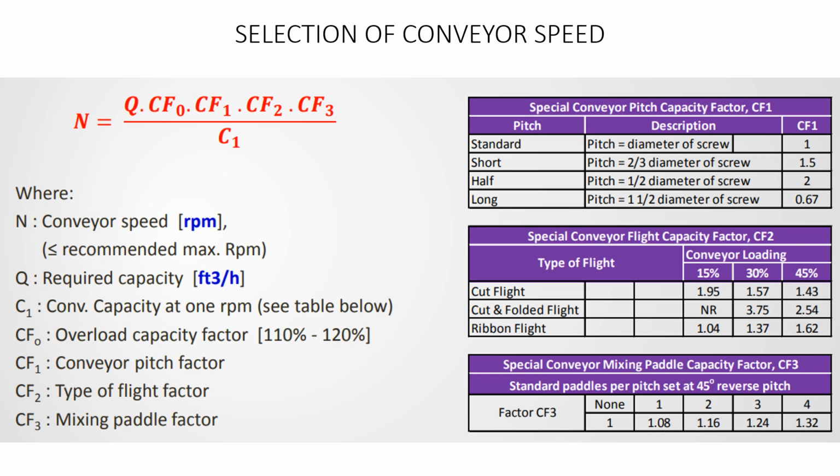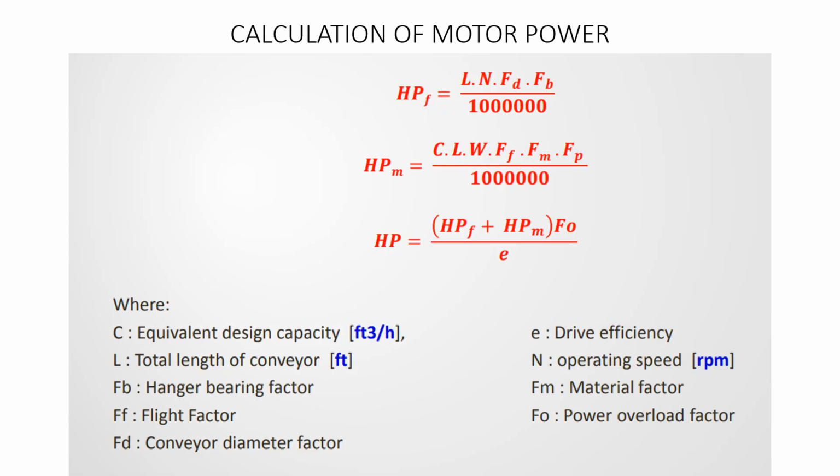If you are mixing something, in that case you have to take it from the reverse pitch angle. Okay. So moving ahead, calculation of the motor power. As per CEMA, the main motor power formula is HP, horsepower, equal to HPF plus HPM into F4 divided by efficiency. The HPF formula is length multiplied by the designed RPM of the screw conveyor, and then FD, some factors, we will look into what FD is, divided by 10 to the power of 6. Same here, C is the capacity of the flow of the conveyor, with length and density, and these factors, divided by 10 to the power of 6.